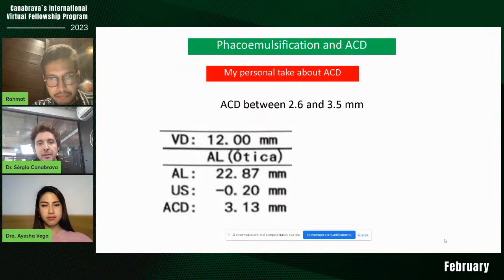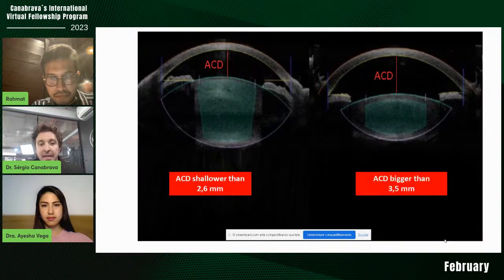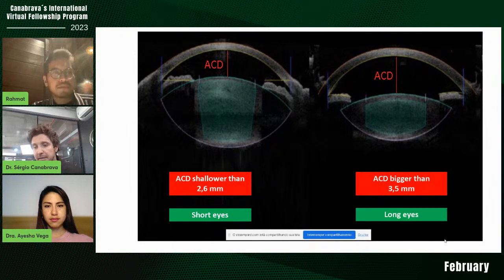So here is my personal take about ACD. ACD between 2.6 and 3.5 is okay for phaco and for the IOL power calculator, okay? So if you have an ACD shallower than 2.6 millimeters, you need to consider short eyes, and next month you discuss which formulas you need to use in short eyes and in shallow anterior chamber. ACD greater than 3.5 millimeters suggests long eyes, okay?